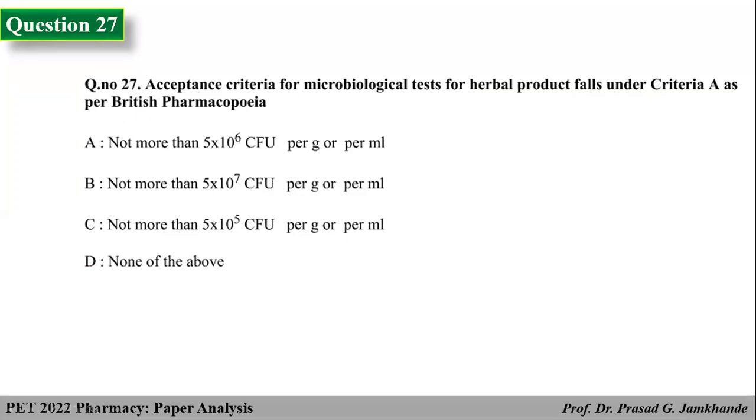It is very straightforward. You should have the knowledge about the British Pharmacopoeia. Acceptance criteria is not more than 5 into 10⁻⁷ CFU per gram or per ml. Correct answer is the B option.